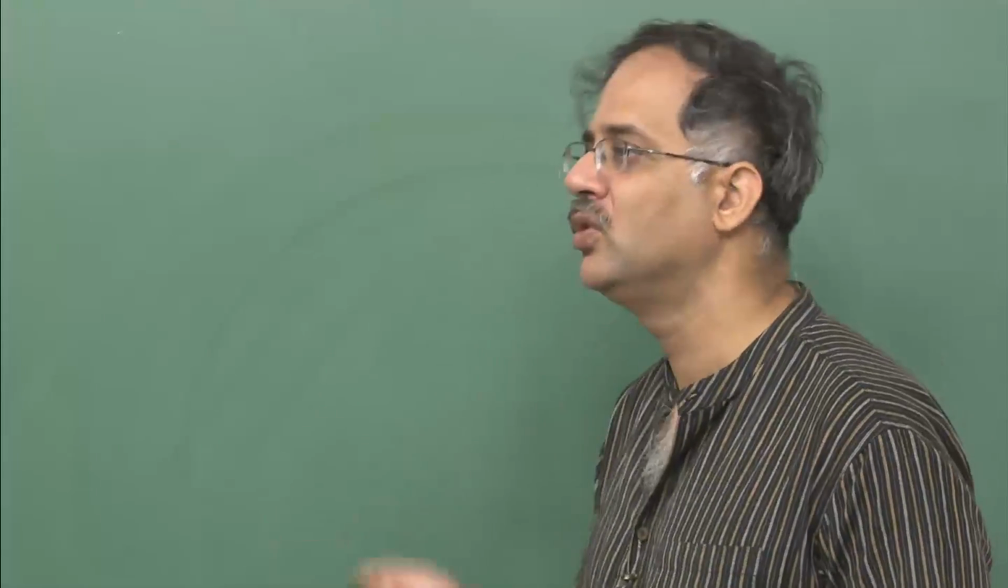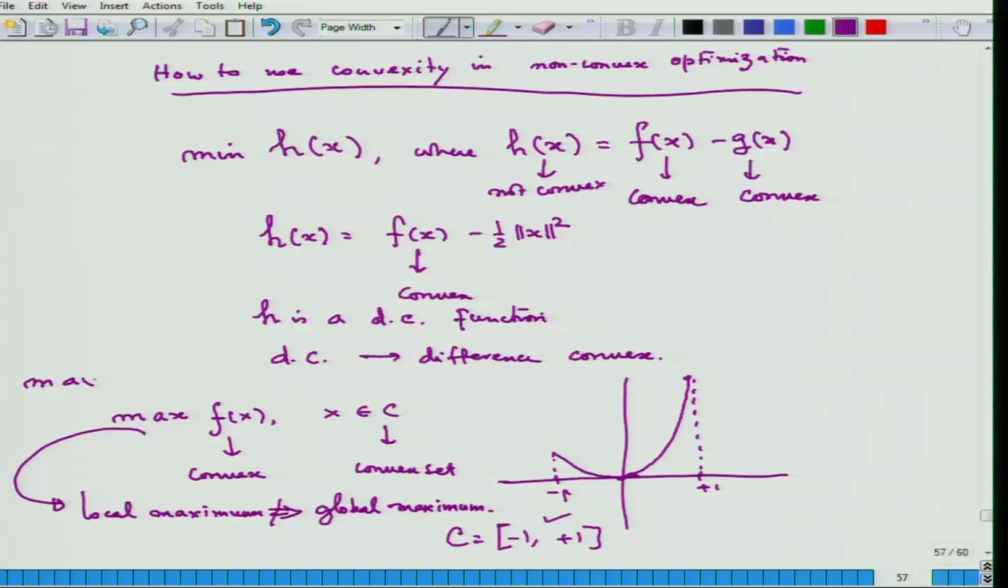Any problem where a local minimum is a global minimum, or a local maximum is a global maximum, is a simpler or tractable problem. Convex minimization has local minima as global minima, but for convex maximization a local maximum is not a global maximum. Max of f(x) is minus min of minus f(x), so this problem can be stated as min of minus f(x) over x in C, but minus f(x) is not a convex function, it is a concave function. You are talking about minimization of a concave function, which is non-convex, and hence maximizing a convex function over a convex set is a highly non-convex and difficult problem.